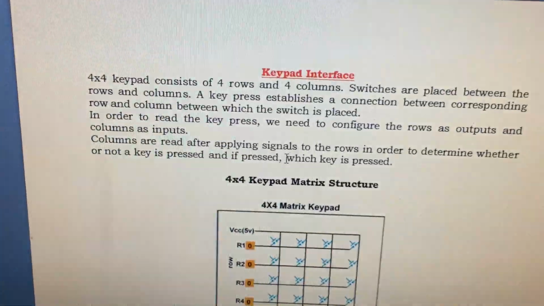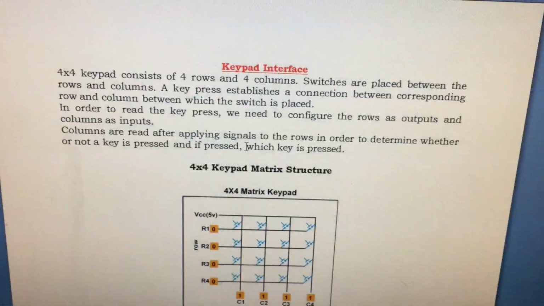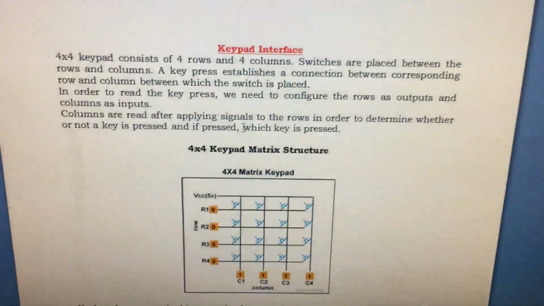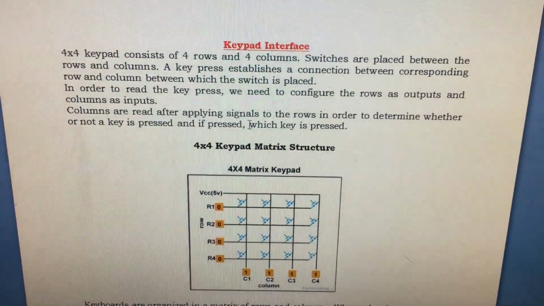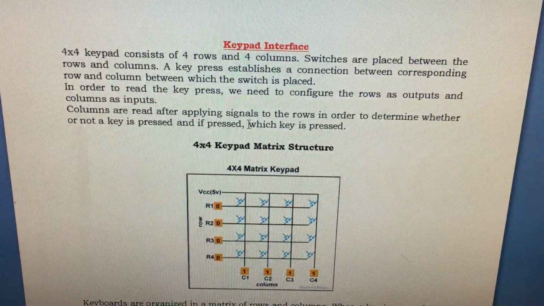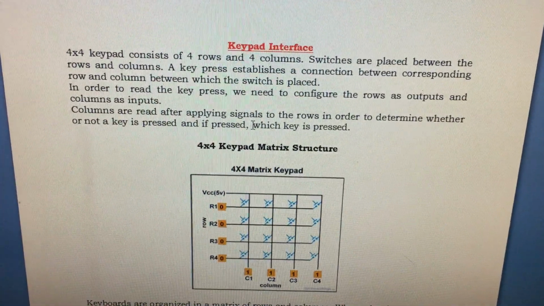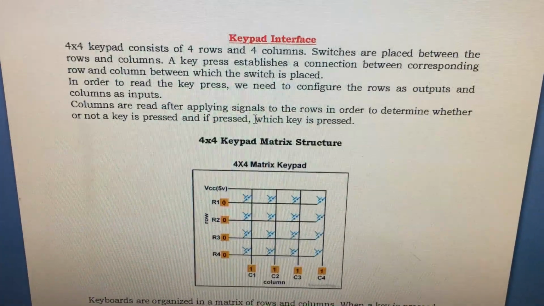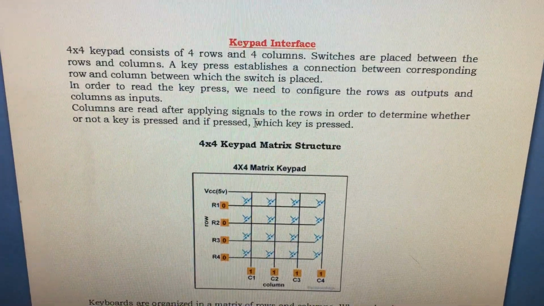This is the keypad interface which I have shown. A 4x4 keypad matrix consists of 4 rows and 4 columns. Switches are placed in between the rows and columns. When a key is pressed, it establishes a connection between the corresponding row and column. Obviously, it will be shorted, a closed circuit or open circuit, between which the switch is placed.